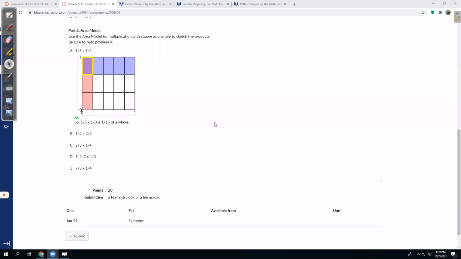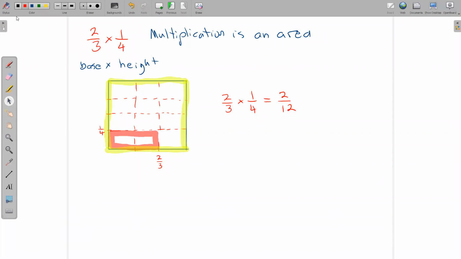Okay, so more fun with multiplication in the area model. So here's my start on this. In order to do this problem, I got to write a bunch of stuff down. Number one is the original problem. What is 2/3 times 1/4?